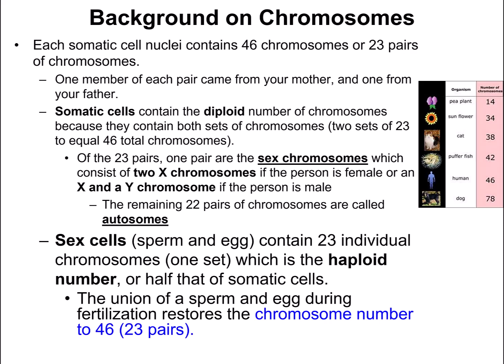Sex cells, such as sperm and eggs, contain 23 individual chromosomes, or 1 set, which is called the haploid number. Make sure you star that. Or half the number of chromosomes. It only has 1 set of chromosomes. It has half the number of chromosomes. So think of haploid as half. Well, the union of a sperm and egg during fertilization is going to restore that chromosome number to 46, or 23 pairs.